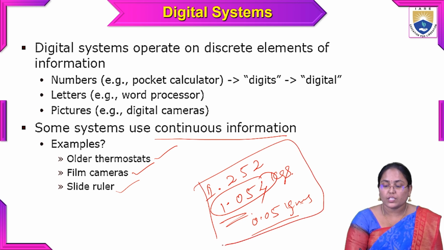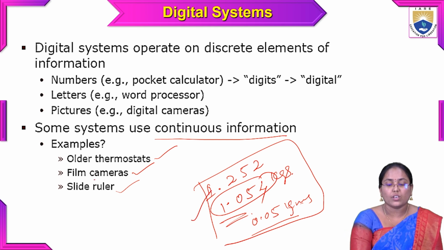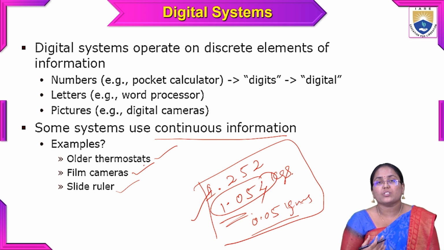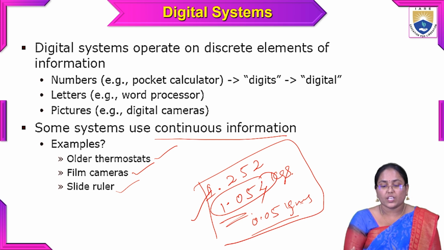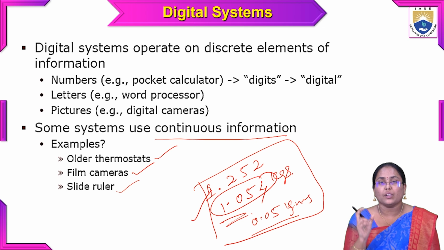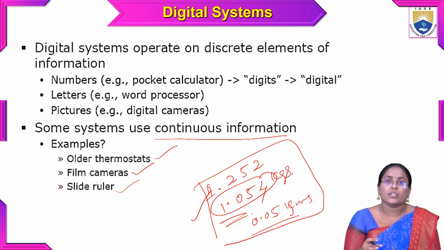So this is digital data, whereas slide rules, film cameras and older thermostats come under continuous information systems, and we can say these are obsolete. No one is using all these things at present. So digital systems majorly deal with numbers. Everyone can see that digital cameras are there, digital computers are there, and now smartphones and smart computers are also there.